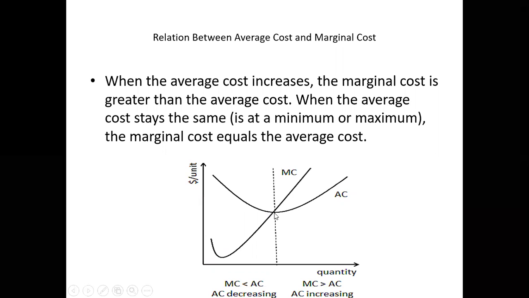Where it increases, from here, this is your decreasing average cost. So from this point, your average cost increases. So when average cost increases, your marginal cost is above the average cost. When the average cost stays the same, at a minimum or maximum, the marginal cost equals the average cost. So here your marginal cost is intersecting the average cost. Their average cost and marginal cost are the same.